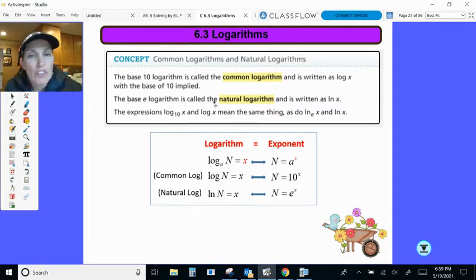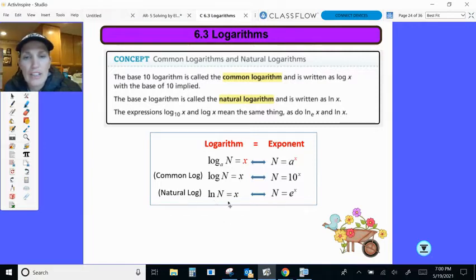Base e logarithm is called a natural logarithm, and it's written as ln of x. And so when you see an ln here, it's automatically assumed it's just base e, okay? So the expressions log base 10 of x and log x mean the same thing, as does log base e of x, and natural log ln x means the same thing, okay?